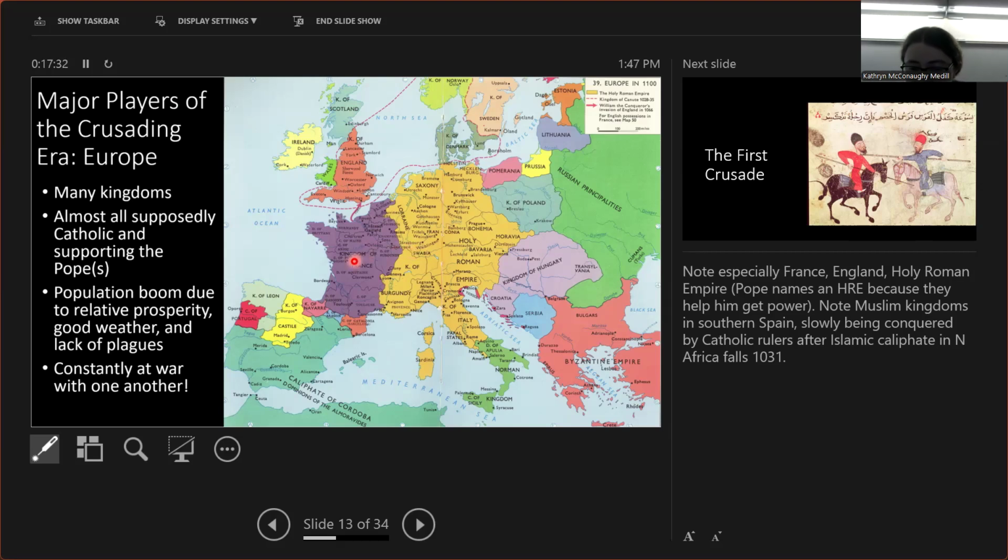Note especially the powers of France. The Kingdom of France is here. And England is going to be in play. And then here is Germany, called at this point the Holy Roman Empire. Basically, the Pope will name a Holy Roman Emperor who's supporting him and helping him. And so the popes and the Holy Roman Emperors, when it's going well, have a symbiotic relationship. Sometimes it does not go well. But anyway, these are the three major powers to keep an eye on from Europe.